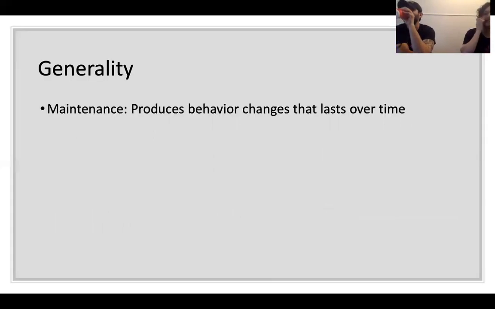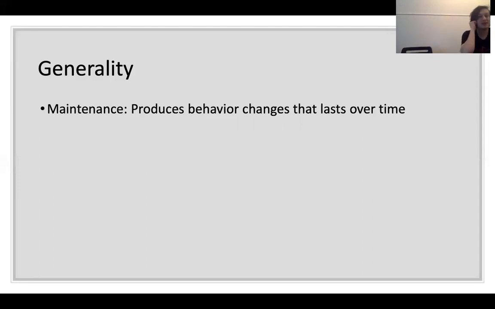Okay, so now let's talk about generality. This one's another one of the tricky ones, so we're going to walk through it. Basically, what this dimension requires is that the behavior change lasts over time. For example, if we produce an intervention and the behavior changes for a day, and then after we leave it goes back to the levels it was, is that generality? Probably not, because it didn't maintain over time.